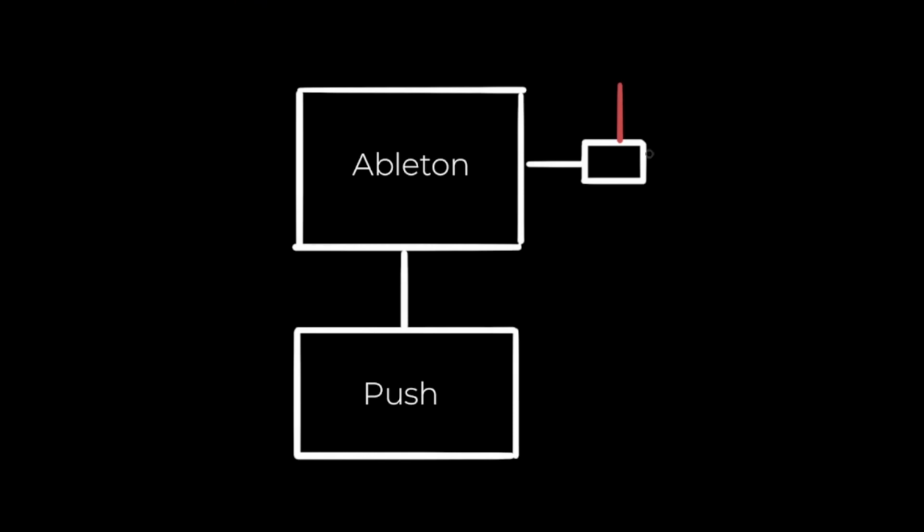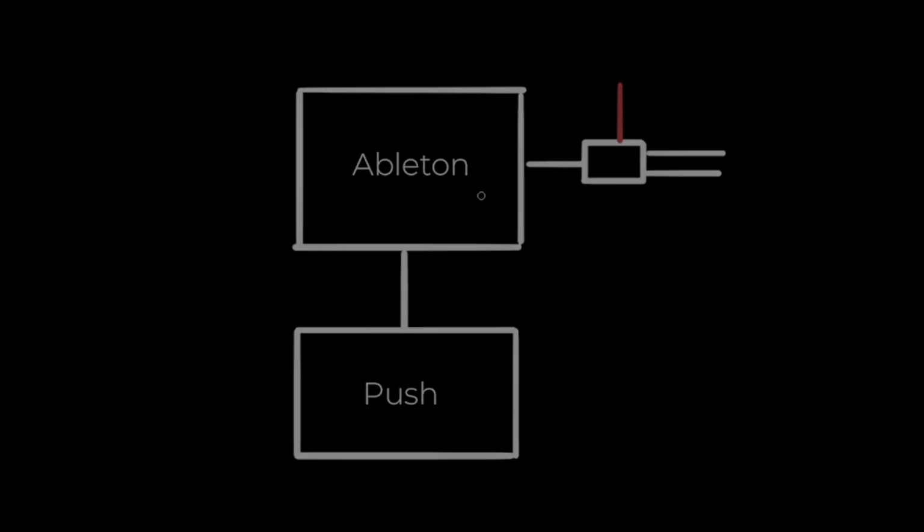And from this hub, I have 2 USB cables going to the 2 mainframes, which I'm using for the system. And I'll explain the mainframe side in a bit. Let me show you what the Ableton project looks like.